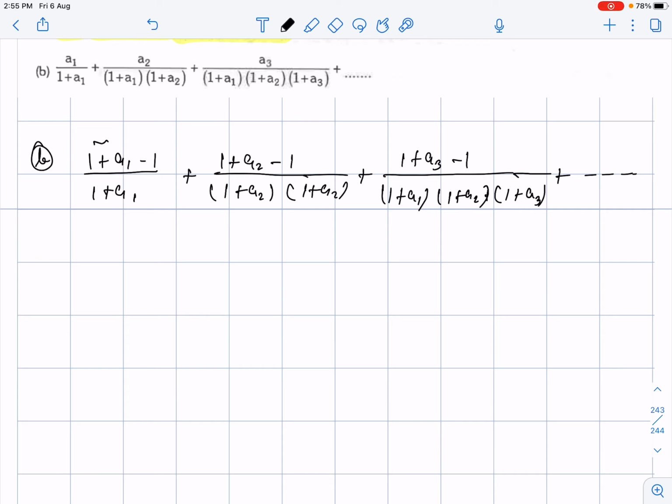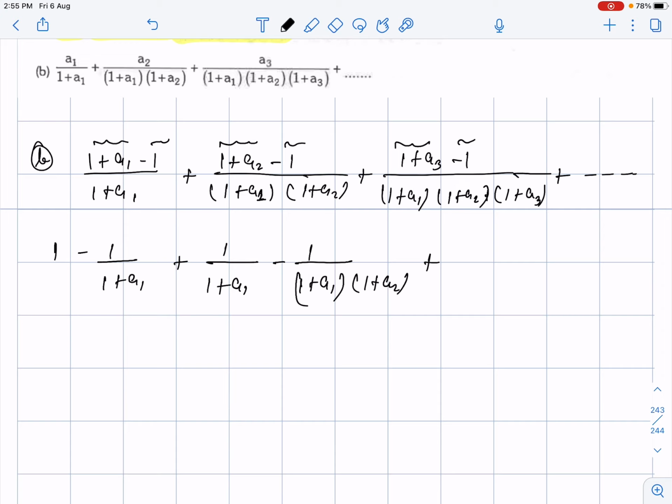So first and foremost, we'll separate out like this. The bar I have made, the zigzag line I have made, that way we'll separate it out. So 1 minus 1 upon 1 plus a1 will be coming, plus 1 divided by 1 plus a1, so it becomes 1 upon 1 plus a1 minus 1 upon 1 plus a1 multiplied by 1 plus a2, plus 1 divided by 1 plus a2 multiplied by 1 plus a3, minus 1 divided by 1 plus a1 multiplied by 1 plus a2 multiplied by 1 plus a3.